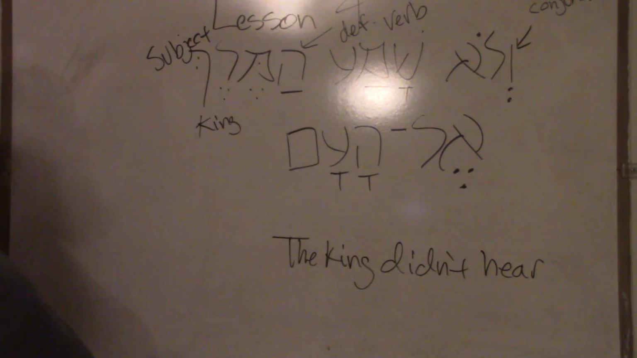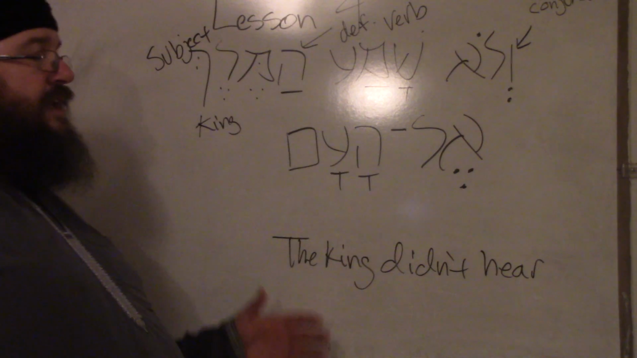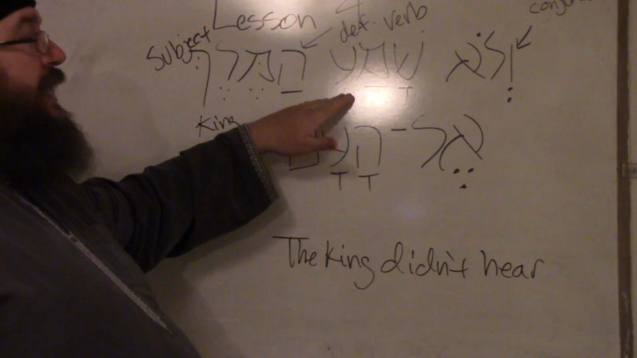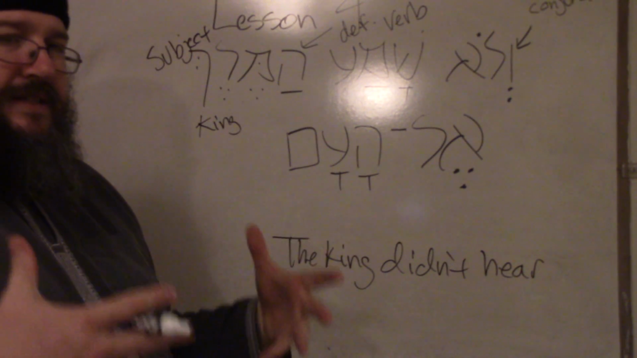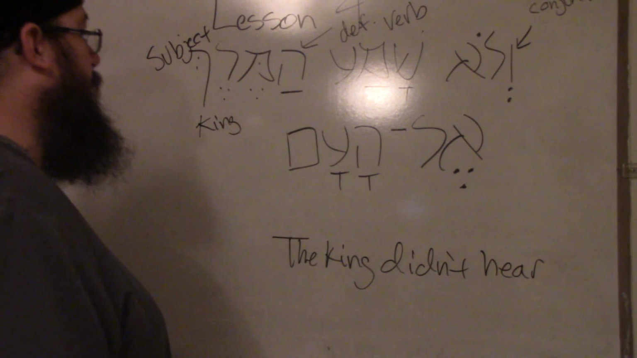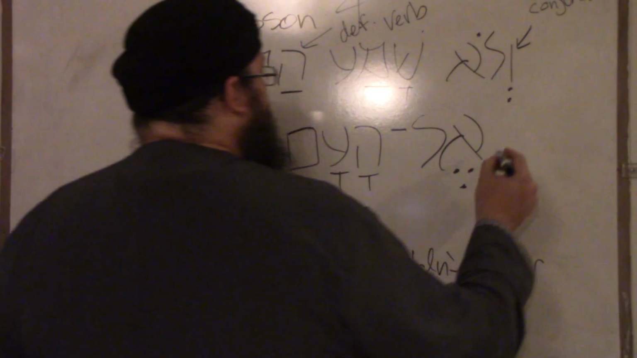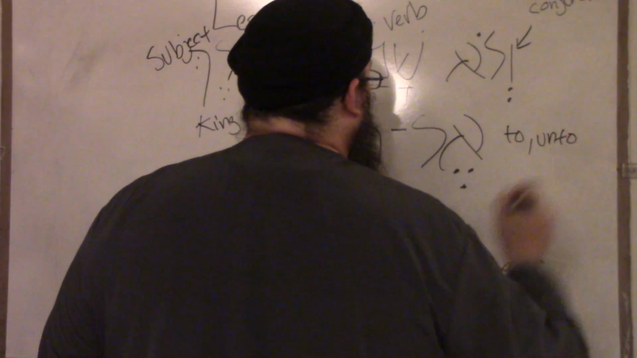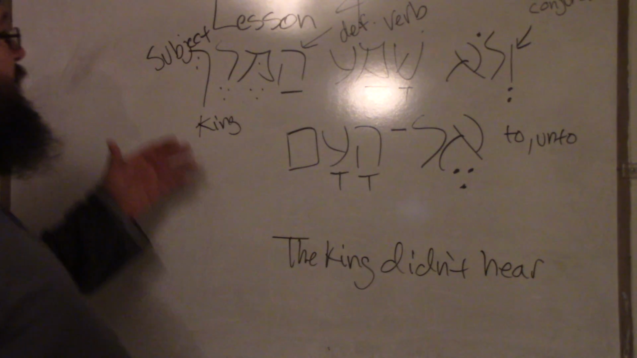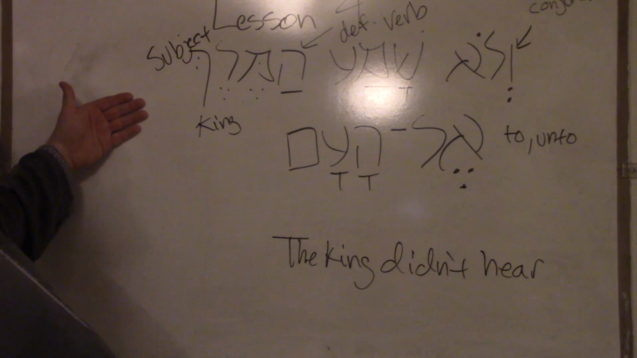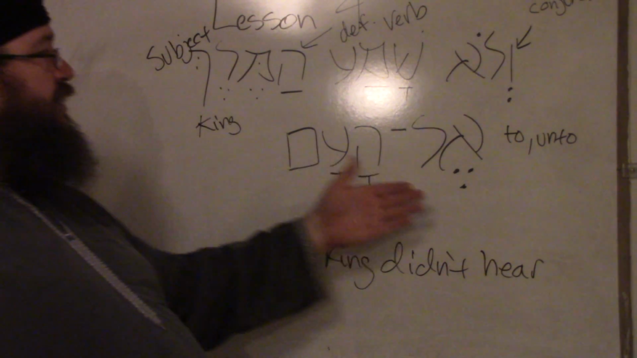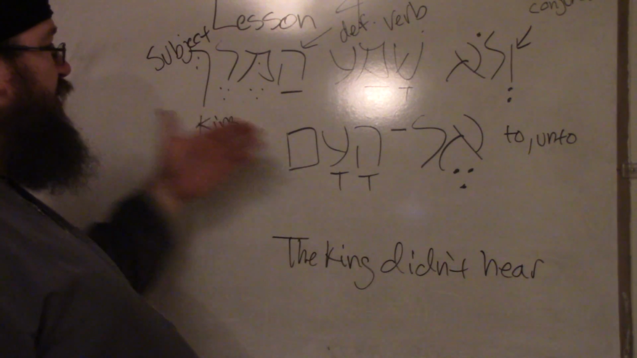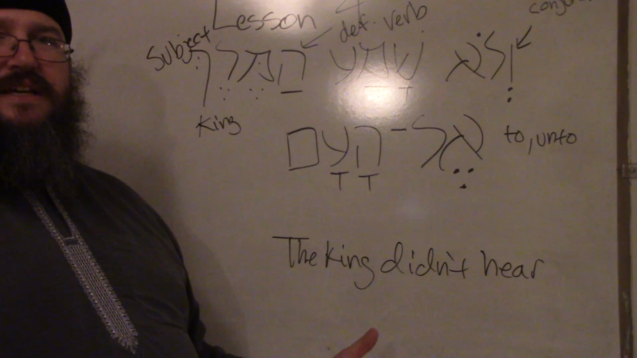Didn't hear. Okay? Now, we're going to see how important it is that we understand the word Shema. What does this mean? Let's look at the next part. L. We know L is the preposition which is the word for to or unto. He didn't hear. Now, this doesn't make sense. Notice the word L means to or unto. He didn't hear to? That doesn't make any sense.